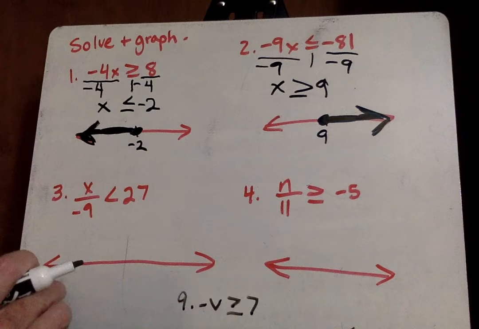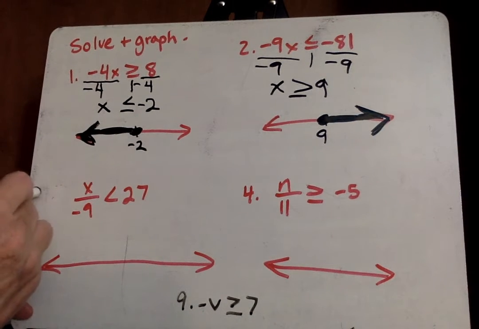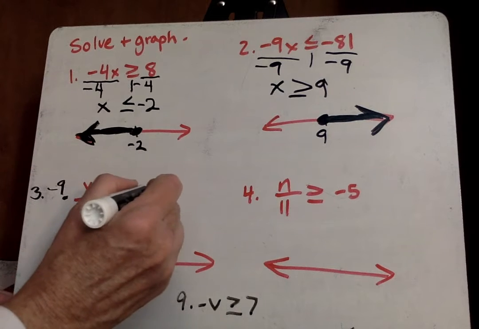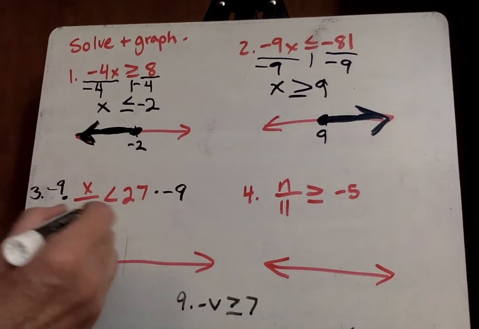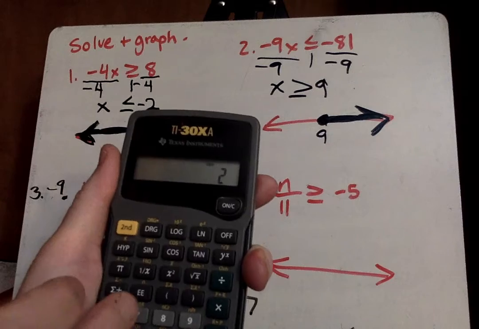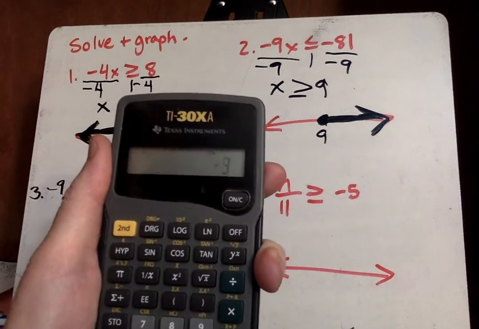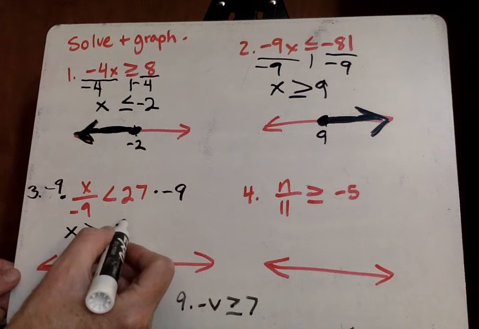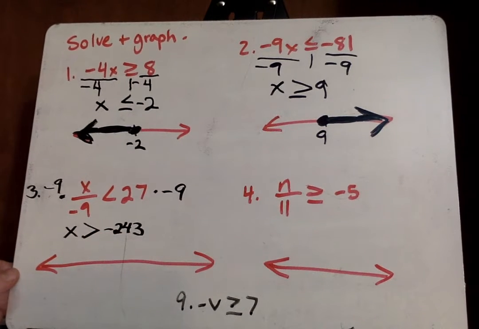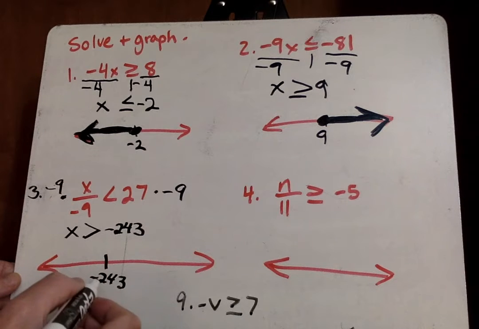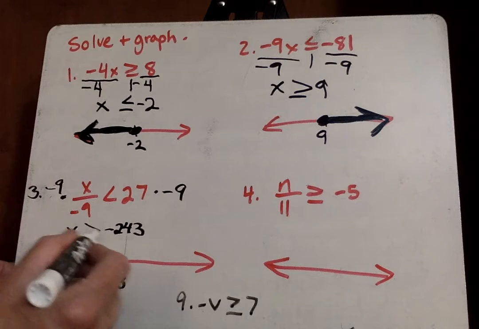Now we're going to multiply by a negative. See how this is x divided by negative 9? Again, this is number 3. So to get x by itself, I do the inverse operation, so I'm going to times by negative 9 on both sides. I times by a negative, so I have to switch the sign. 27 times 9, we get our handy dandy calculator. 27 times 9, make sure it's negative, equals negative 243. So x is greater than negative 243. So then we go ahead and put negative 243. We have to decide open or closed dot. Less ink here means less ink here, shaded to the right.